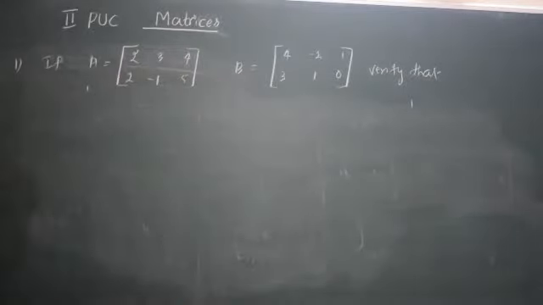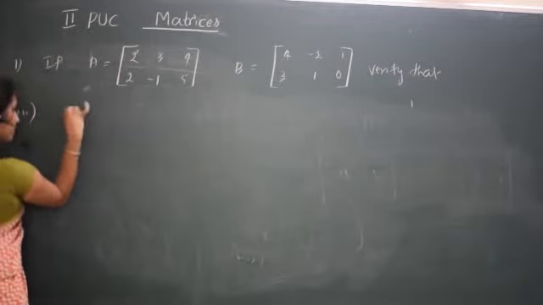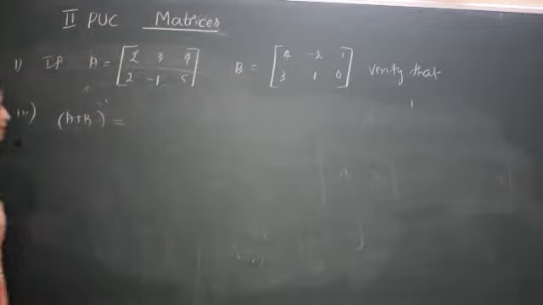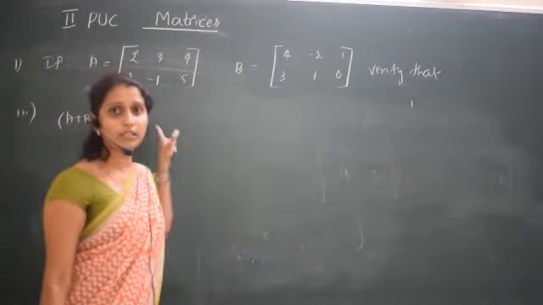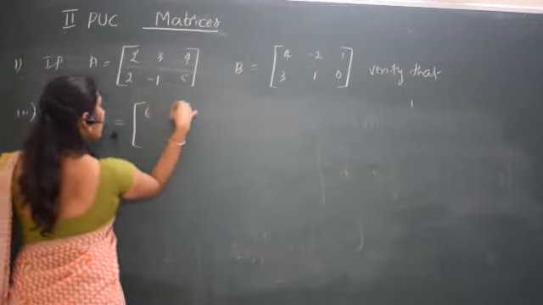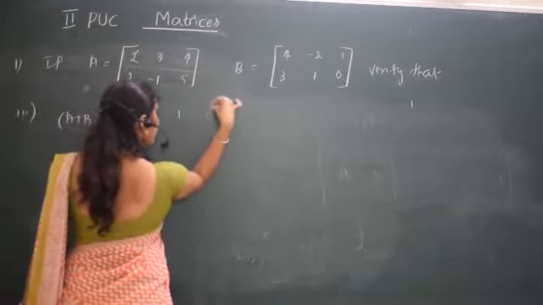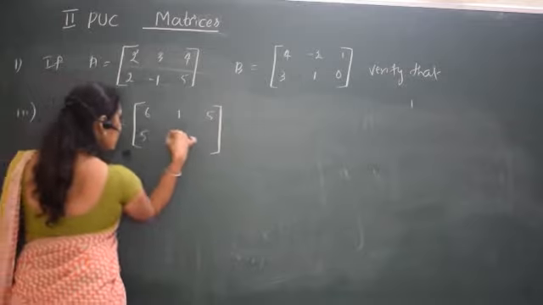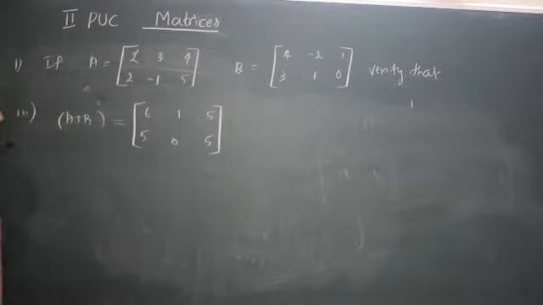Third one. What is the third one? First we have to find out A plus B, the sum of the two matrices. Adding element-wise, we have to add. So it will be 6, 1, 5. Then the second row will be 5, 0 and 5. So this is A plus B.